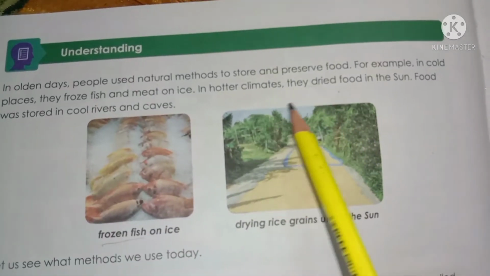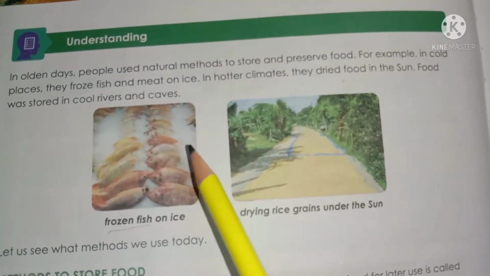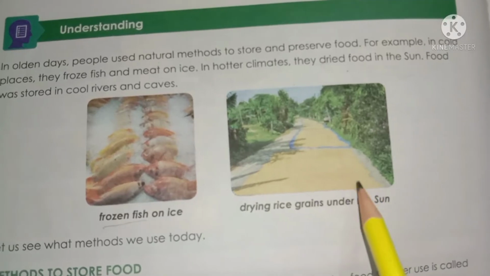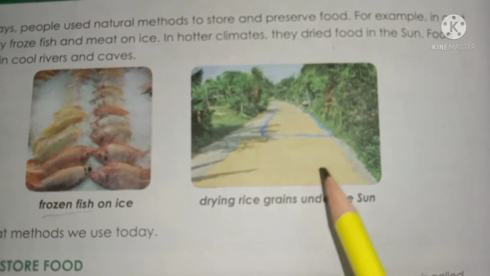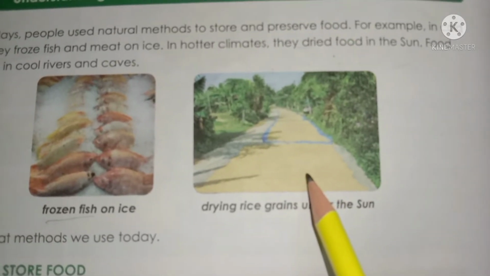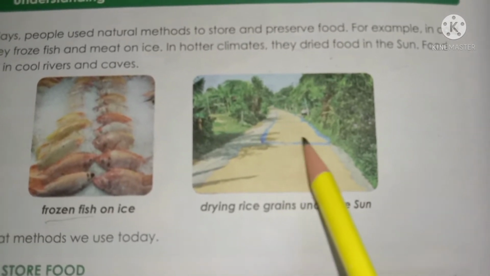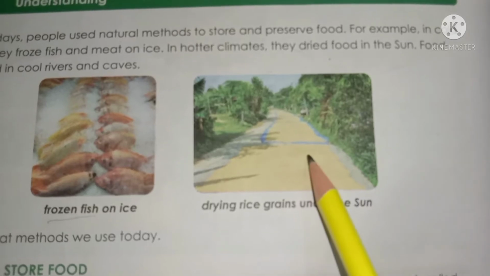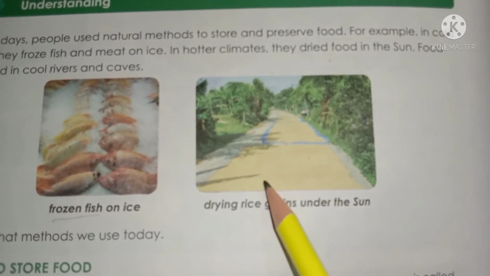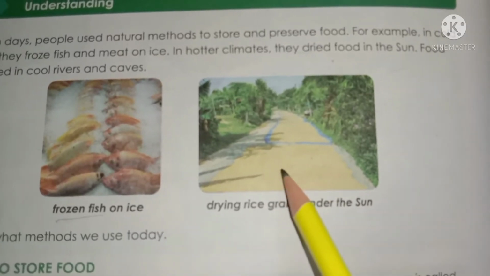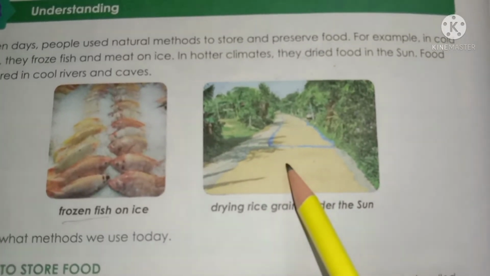So in hotter climates they dry the food under the sun. See, for drying the food, we wash the grains, that is dal items, and our mothers would keep them under the sun in the home, for two or three days or for a week. Then only they will store it in an airtight container. Why? Because the sun is a natural disinfectant, it kills the germs.